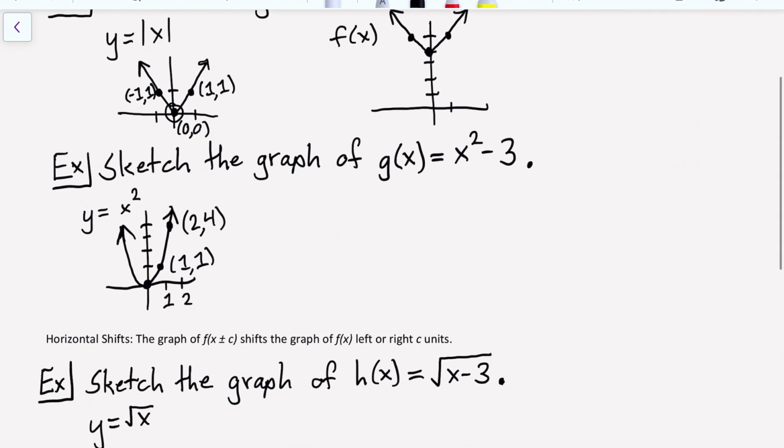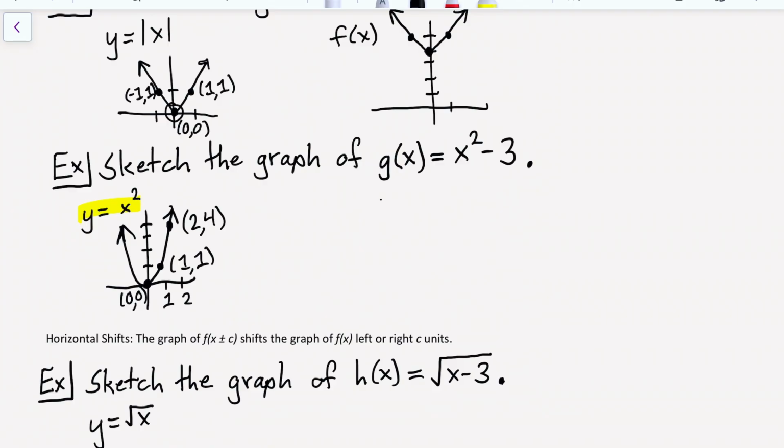Another example uses the squared function, x squared minus 3. First, when we consider the toolkit function y equals x squared, we have this graph with points at (0, 0), (1, 1), (2, 4), and so on.